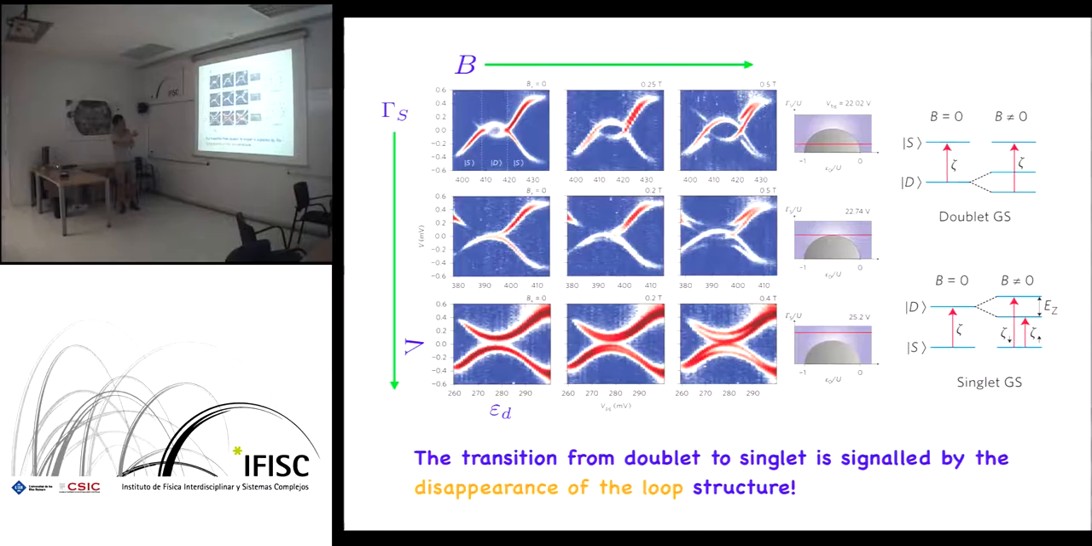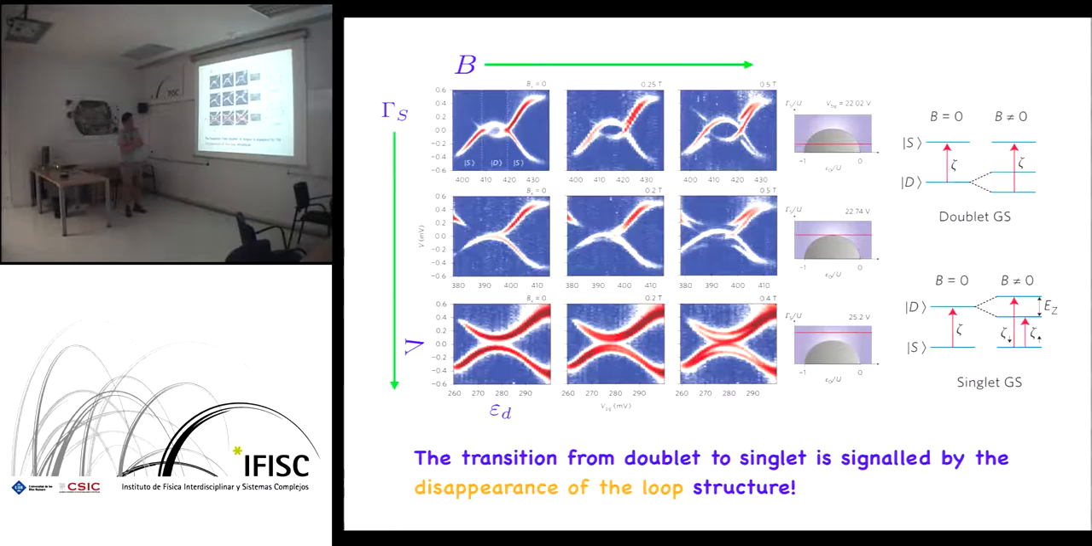You can see here some loop structure, but when we increase the superconducting barrier, the loop structure disappears. Experimentally, this means a transition from doublet to singlet. Also, look at the second panel. There is no loop structure. This means the system is in the doublet regime. But when we apply the magnetic field, here you can see some loop structure. So this means a quantum phase transition from singlet to doublet.